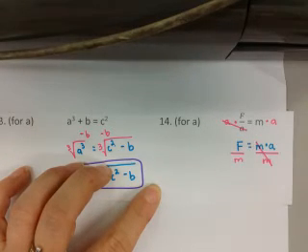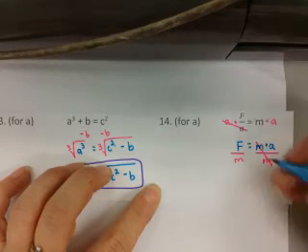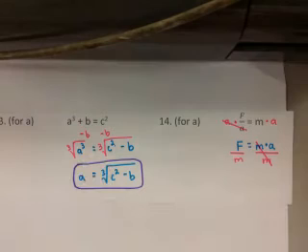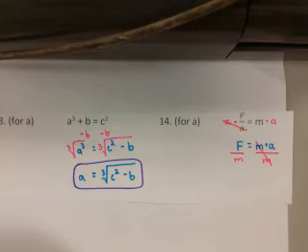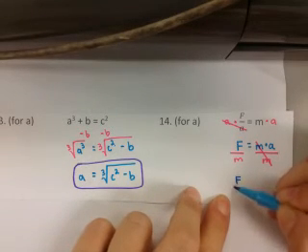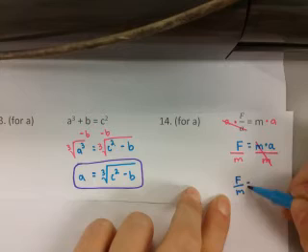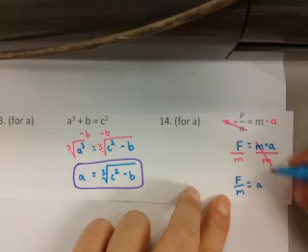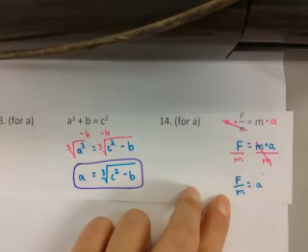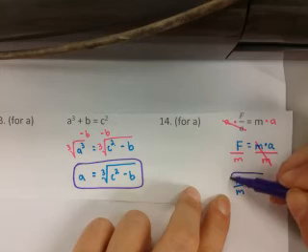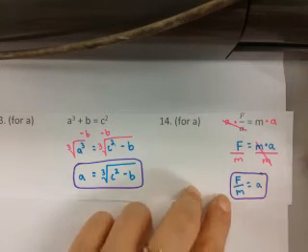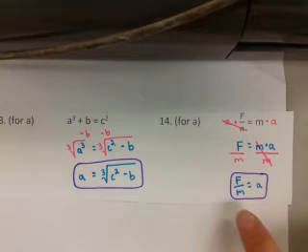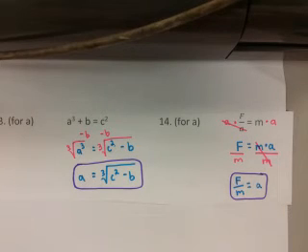So I divided by m. And now I have force divided by mass equals the acceleration. There's no other way that this one would be correct. I mean, technically you could have a equals f over m. You could have the a on the other side as long as you had the f over m on the other side. But other than that, this is the only version of this equation that would be correct.